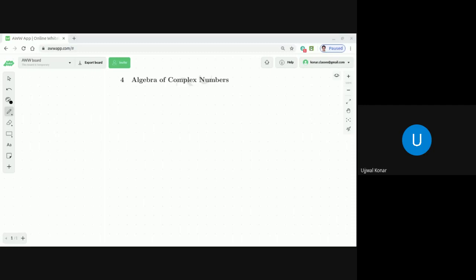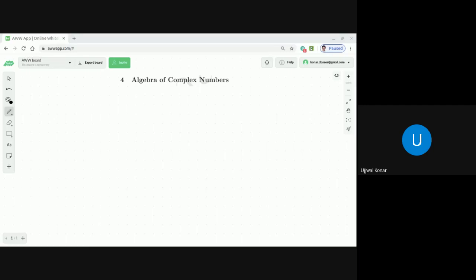Okay, dear students, let's resume our class wherever we concluded yesterday on complex numbers. Today we are going to discuss the algebra of complex numbers. First, we'll start with the algebra of complex numbers, then we proceed with the other relevant topics.